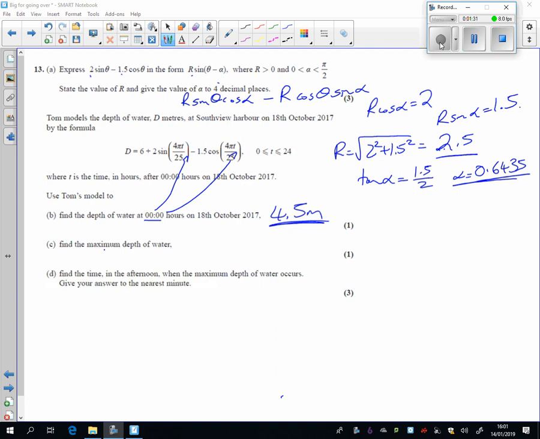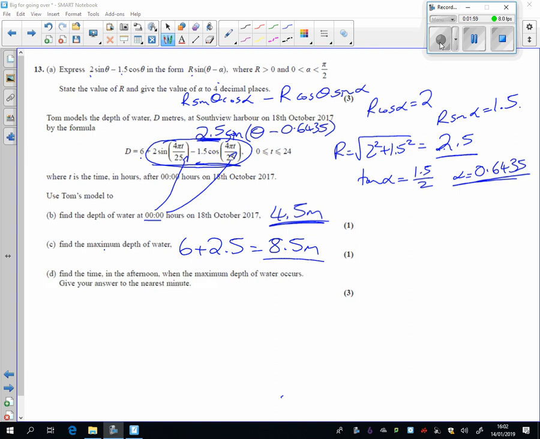But what's the maximum depth of water? Well, we already know what the maximum of this is going to be, because this thing here is going to be 2.5 times the sine of, what did we say it was, the sine of theta minus 0.6435. Now the highest this could ever be is 2.5, and the highest the whole thing can ever be is 6 add 2.5, which is 8.5 meters. That's the maximum.